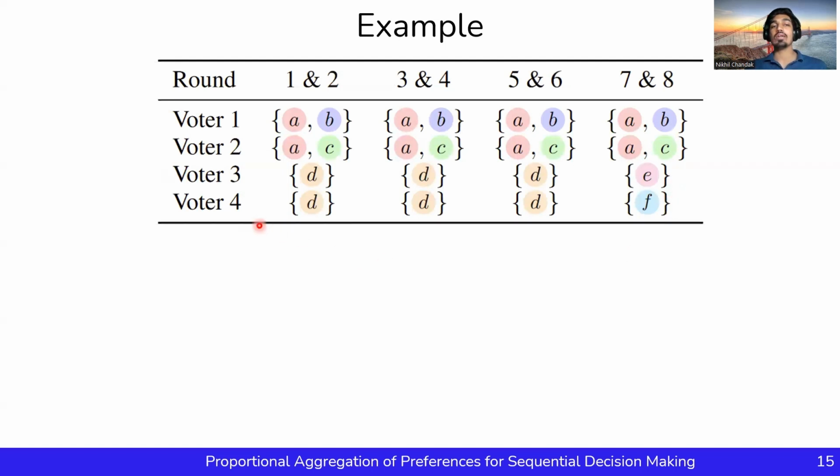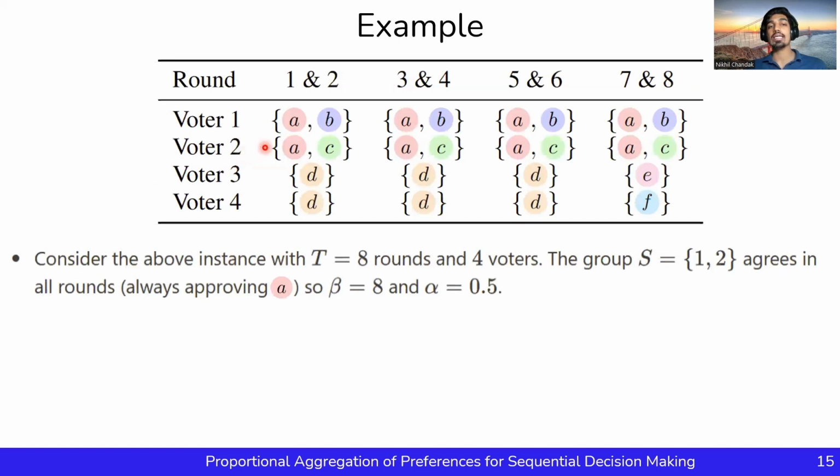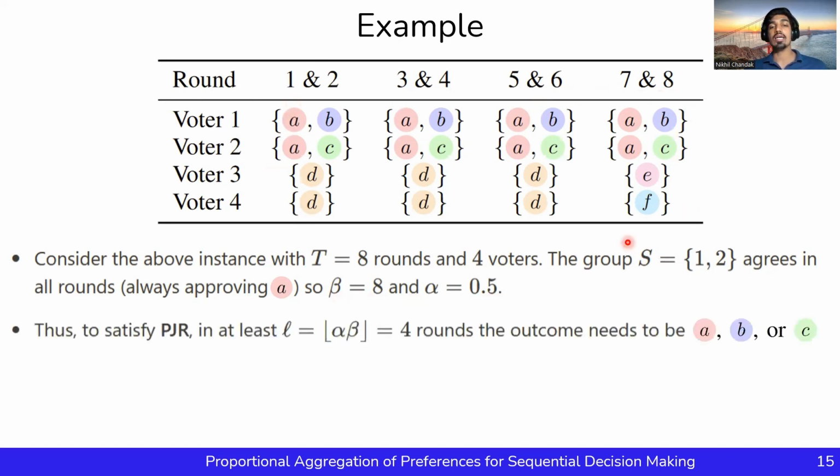Now notice that voters 1 and 2 form a coalition in the sense that they agree on the alternative A across all the rounds. So S is half of the population, like 2 by 4. So alpha is 0.5, and beta, the number of rounds in which they agree, is 8. So what PGR requires is that in at least 0.5 times 4, which is equal to 4 rounds, the outcome needs to be A, B, or C, the alternatives approved by them.